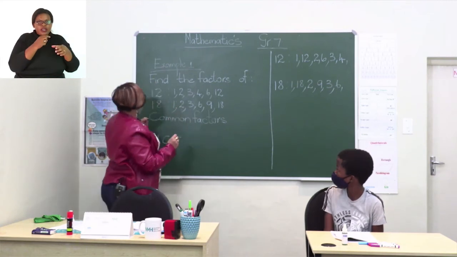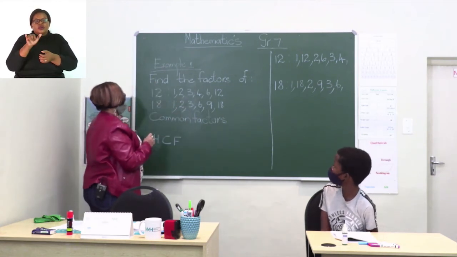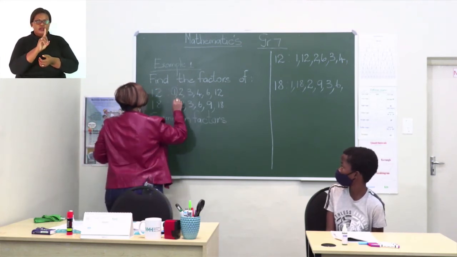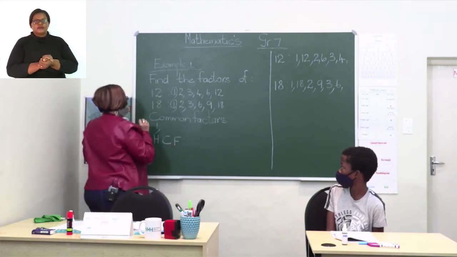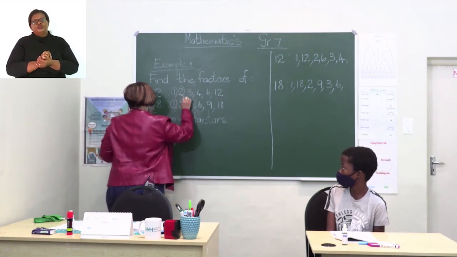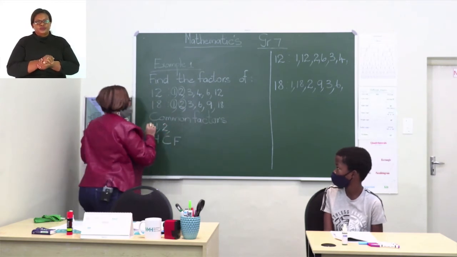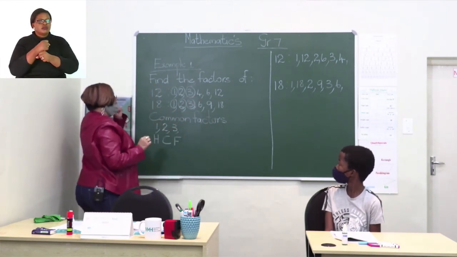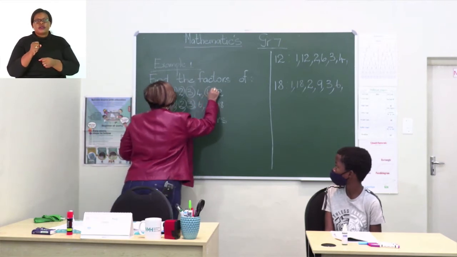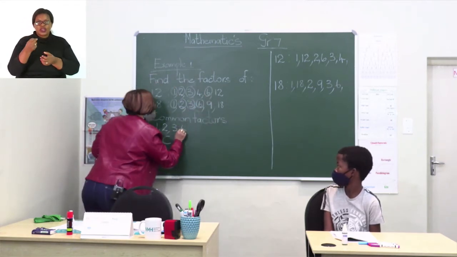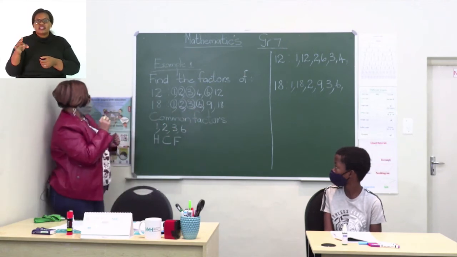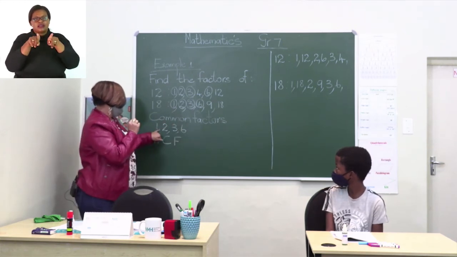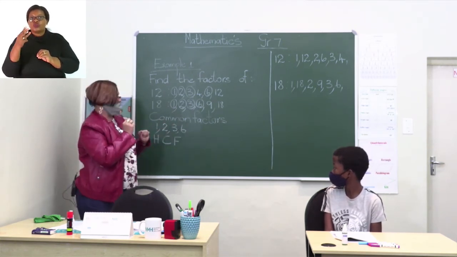Pomwene, look at our factors that we have found. Can you give me the common factors? 1, he says 1 because we have a 1 there and we have a 1 there. 2, 2 are in both sets. 3, 3 we find in both sets. 6, 6 we find in both sets. Any other number? No. Right. So, what do we see? The common factors are 1, 2, 3, and 6.